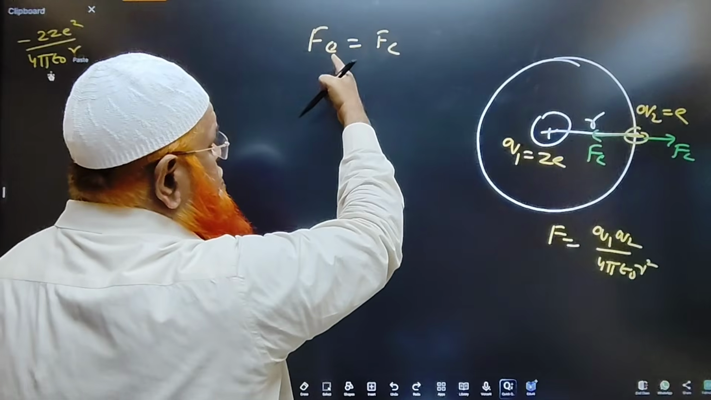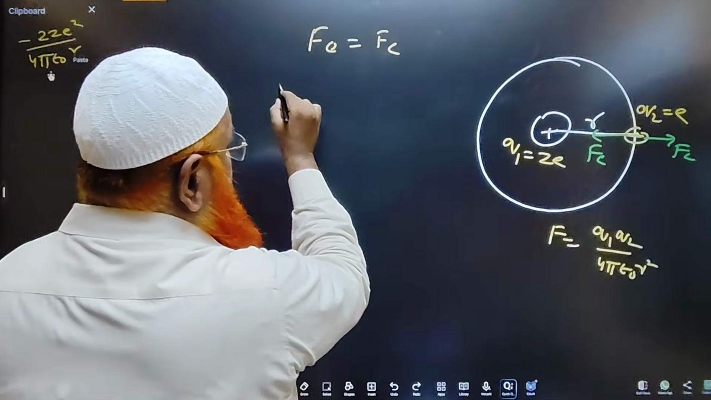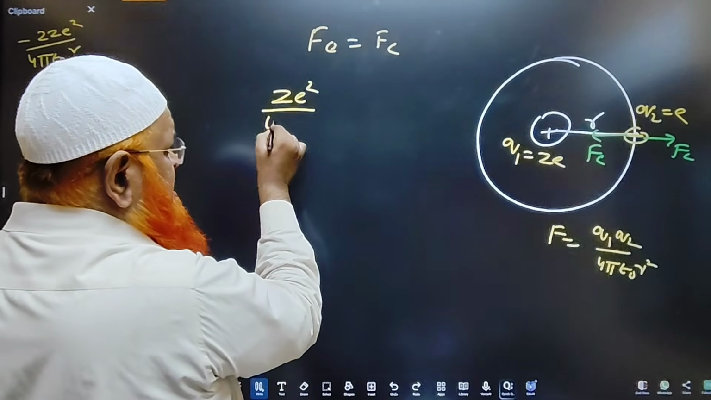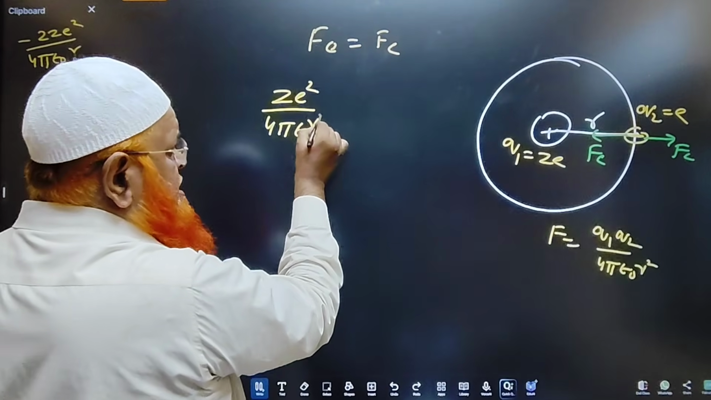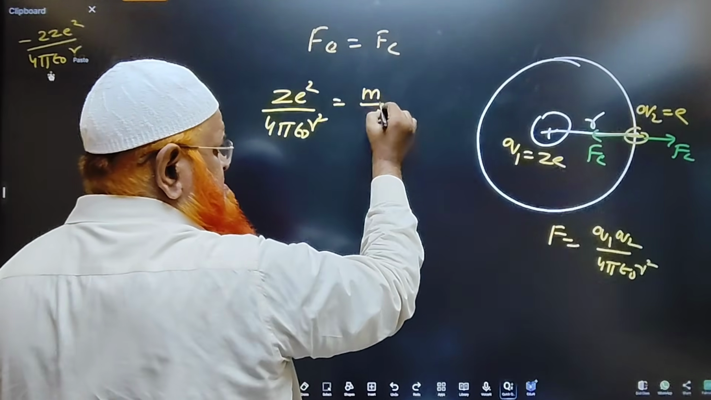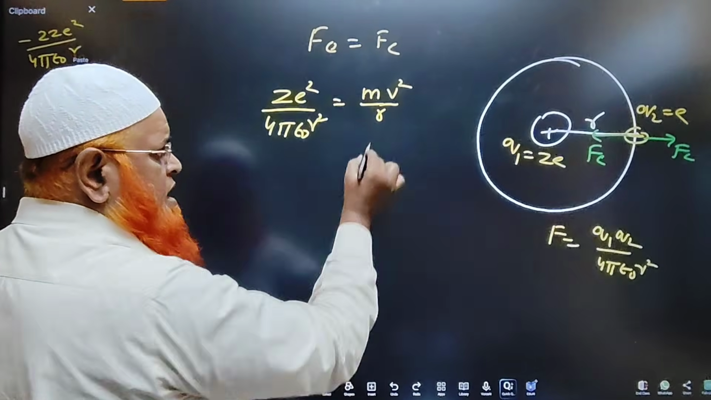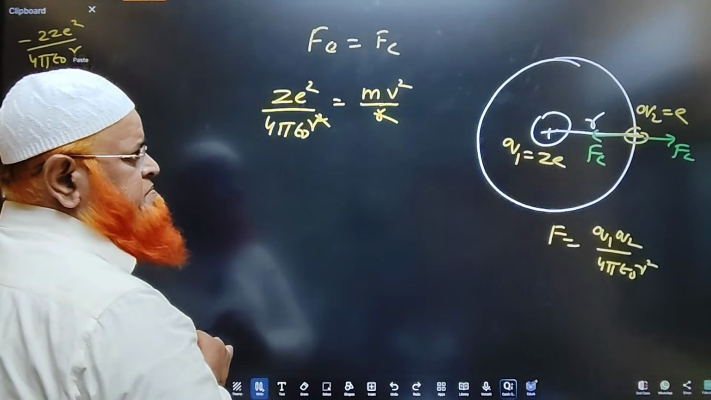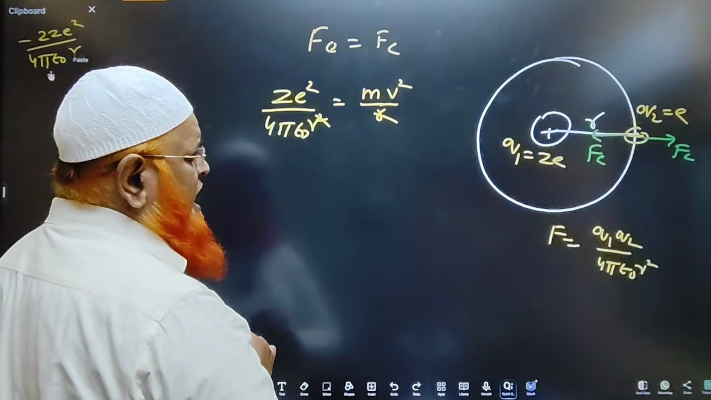In the place of Q1 it is Ze, and in the place of Q2 it is e. So Ze square by 4 pi epsilon naught into R square. This is going to be equal to mv square by R. R square gets cancelled. Okay, so R square gets cancelled.